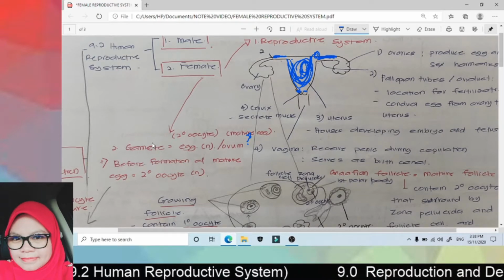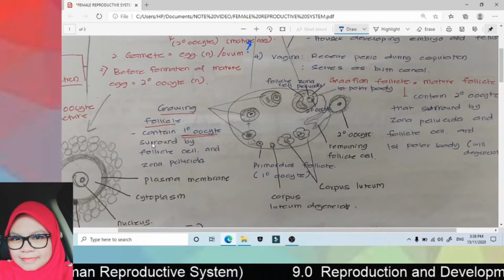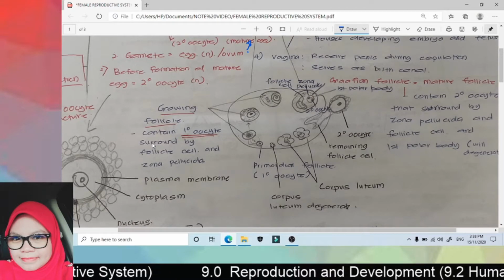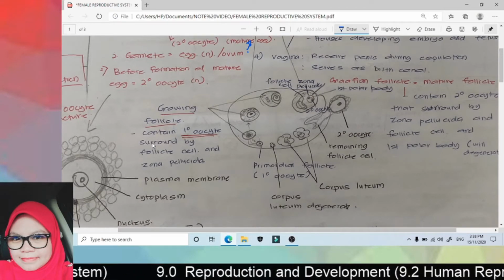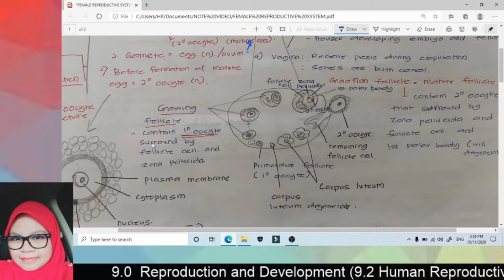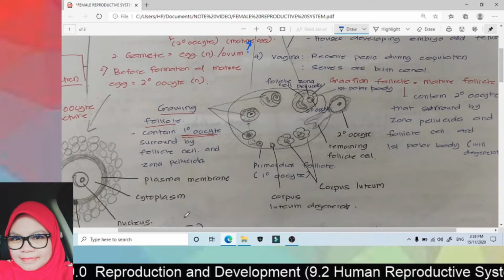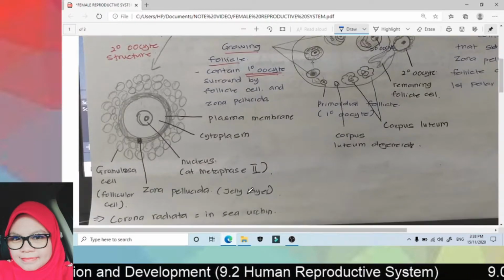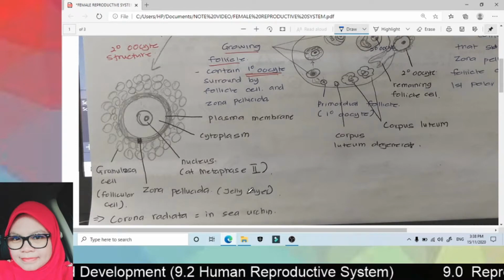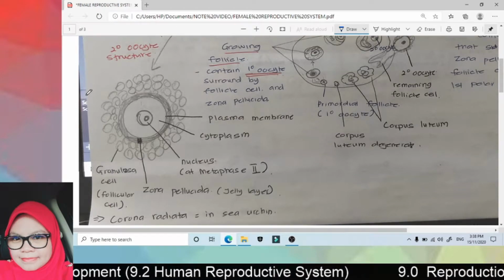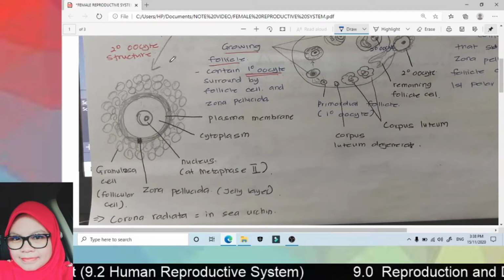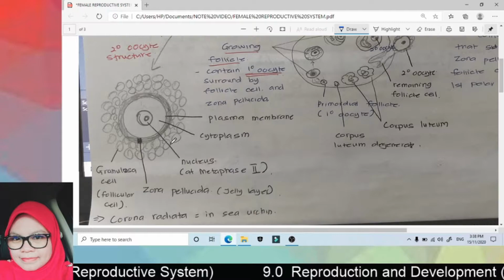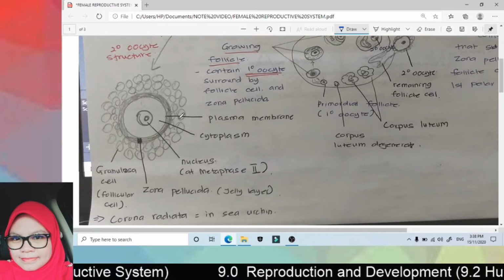And then, okay, saya take note kat sini. Before formation of mature egg, dia mesti dalam keadaan secondary oocyte. Okay, so secondary oocyte is a structure before formation of ovum. Okay. So, here is the structure of secondary oocyte yang kamu kena ingat dan kena faham.